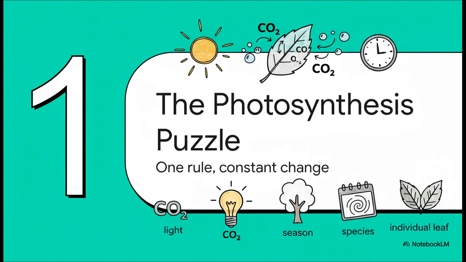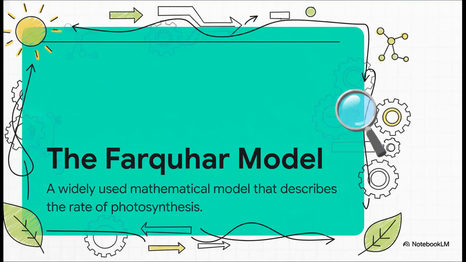See, the goal is to create a single mathematical model. One set of rules that can predict the rate of photosynthesis. The problem is, that rate is never the same. It changes constantly depending on how much light there is, the CO2 in the air, the season, the species of the plant, and like we just saw, it can even be different from one leaf to the next. For decades, the go-to tool for tackling this puzzle has been something called the Farquhar model. It's been the scientific standard for a long time, and it's built on a really clever idea for trying to cut through all that messiness and complexity.